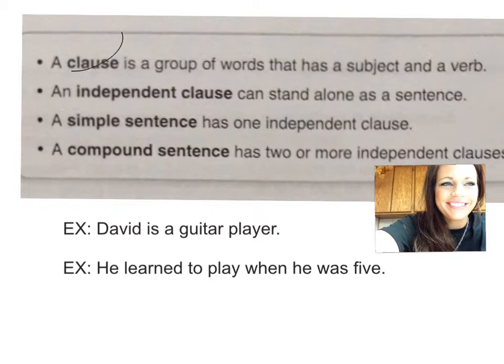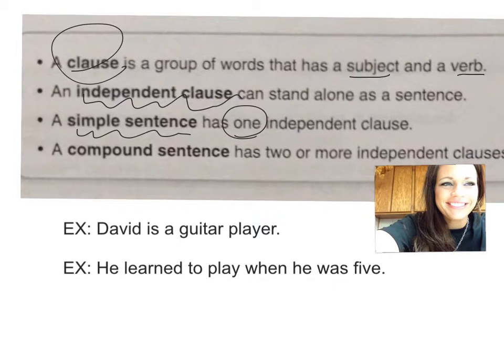A clause is a group of words that has a subject and a verb. We did this when we built better sentences. Your subject is your who or what. Your verb is the action. Now, an independent clause can stand alone as a sentence. A simple sentence has only one independent clause in it, whereas a compound sentence has two or more independent clauses.